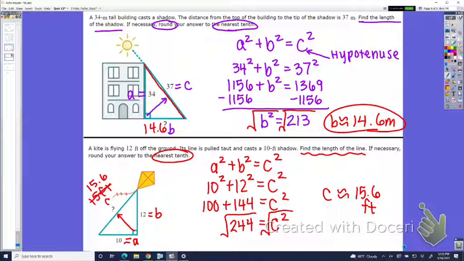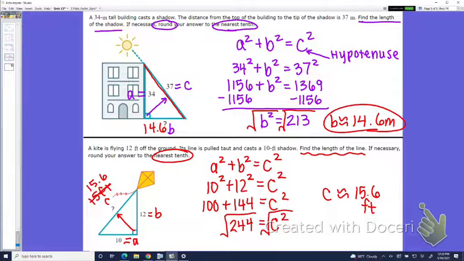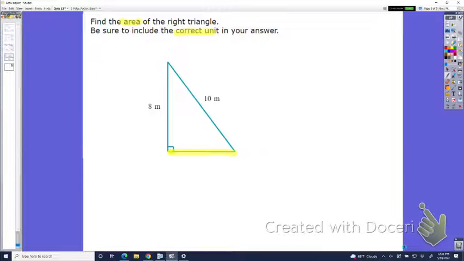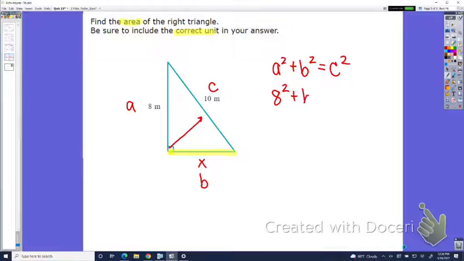And finally, the last topic is finding area of a triangle. But you have to find the missing side length first using Pythagorean theorem, and then we'll use the area of a triangle formula. So a squared plus b squared equals c squared. The one across from the right angle, like I said, is C. We can call the 8 A, so I'm missing side length B. So we have 8 squared plus B squared equals 10 squared.